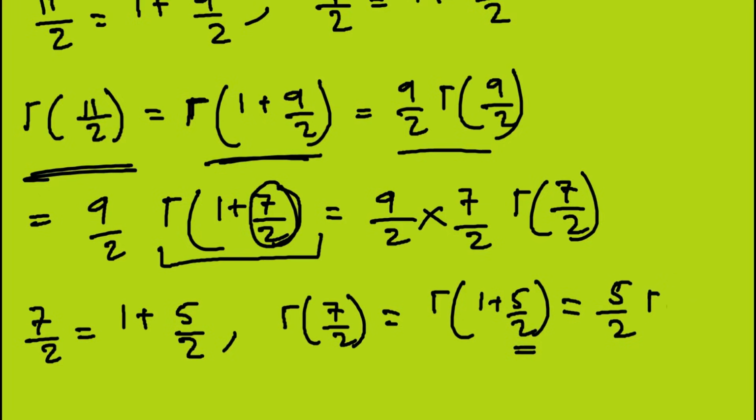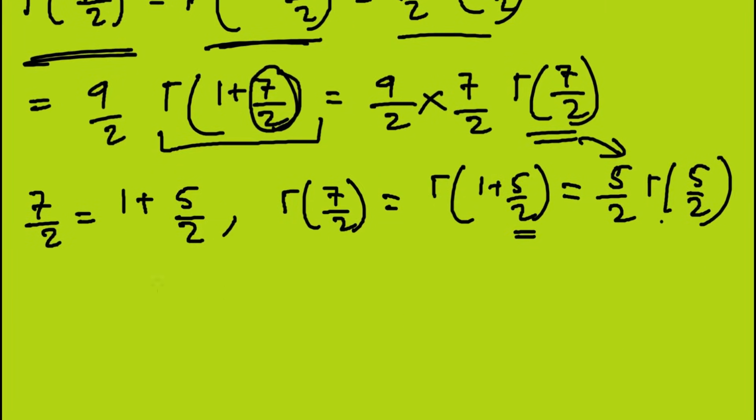So again, gamma 5 by 2. This is gamma 7 by 2. Gamma 7 by 2 is this. So again, if I break 5 by 2, what will I get? 5 by 2 can be written as 1 plus 3 by 2. So 5 by 2 equals 1 plus 3 by 2.